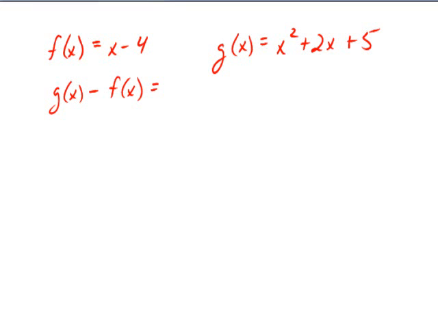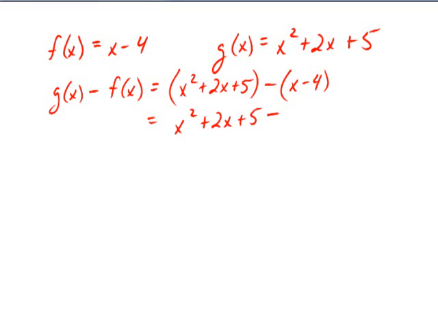If we make the substitution for g of x minus, and then make the substitution for f of x, we can get rid of our parentheses, distributing the negative sign throughout the second set of parentheses, minus x plus 4, and then combine like terms.